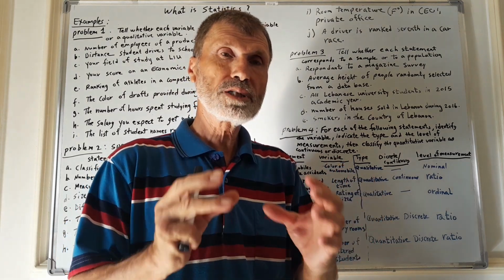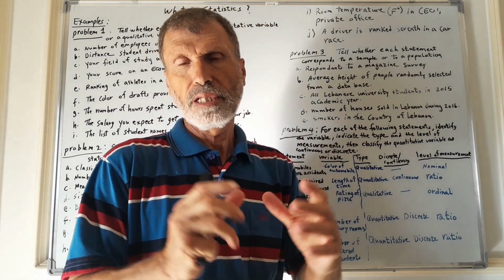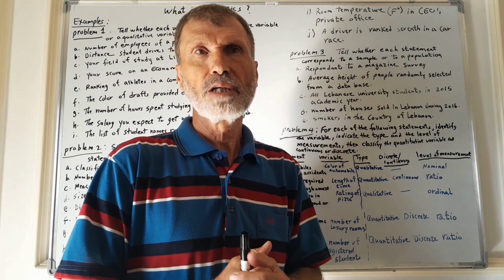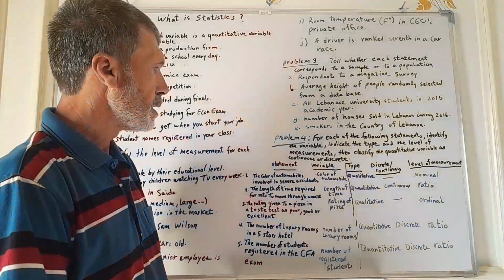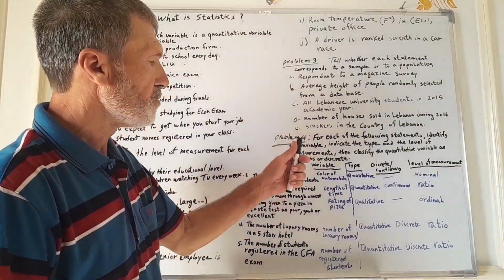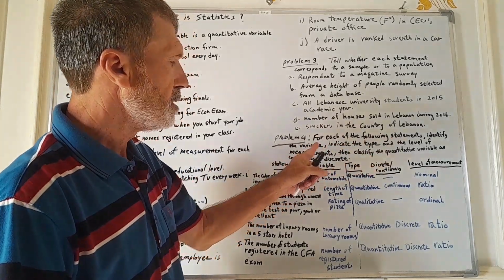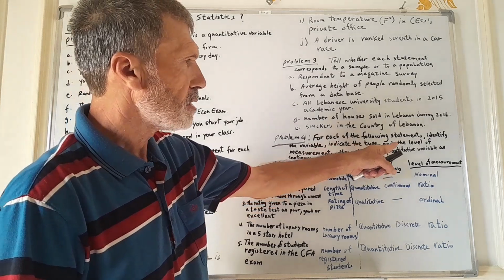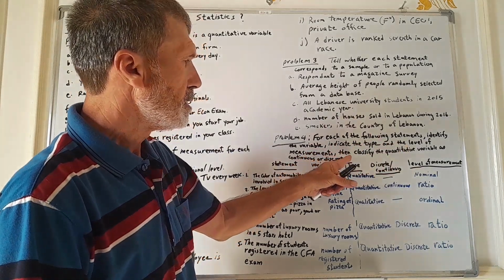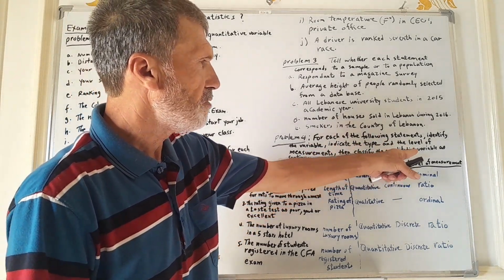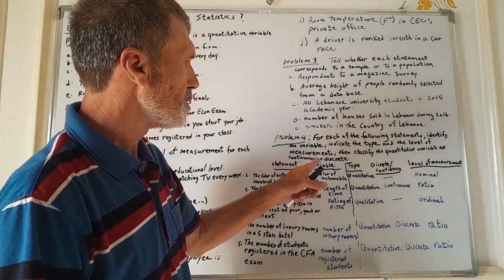However, when we talk about a portion of that population, then we are talking about a sample. Okay, now we move to problem 4. Problem 4, for each of the following statements, identify the variable, indicate the type and level of measurements, then classify the quantitative variable as continuous or discrete.